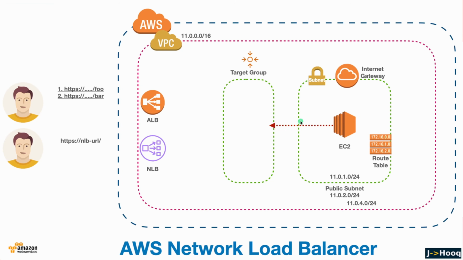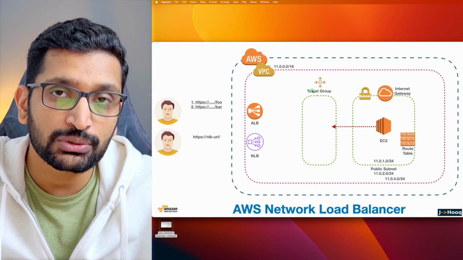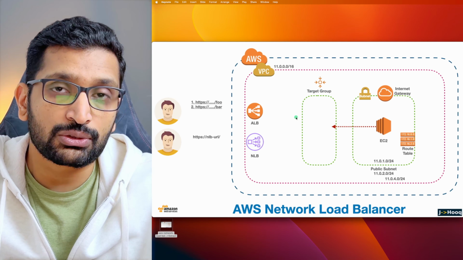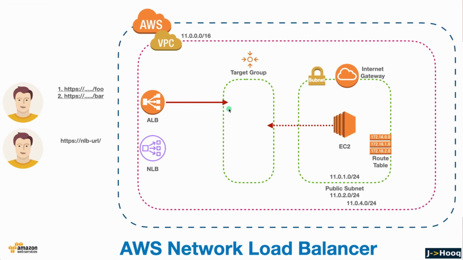And for that EC2 instance, we will be creating a target group so that load balancers can point to this target group. So once after creating a target group, then we are going to create an application load balancer, and we are also going to create a network load balancer.